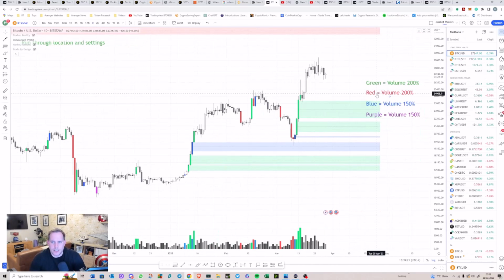So you get 4 different colors. You've got green, red, blue, and purple. I'm not very good at colors. Purple, that's what I've called it. And what they're showing is a green candle is showing greater than 200% of volume. It turns into a green candle. Red candle is obviously 200% of a bearish volume. Blue candle is 150. Purple candle is 150 as well. So blue is tied to green, and purple is tied to red.